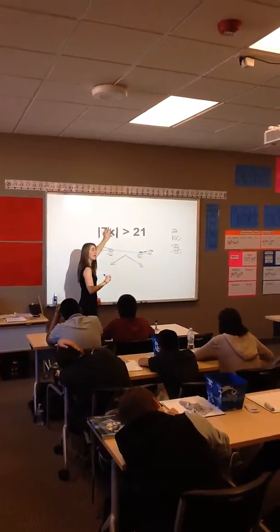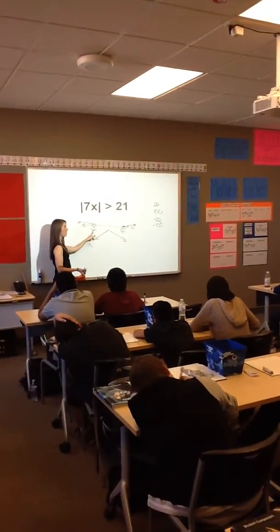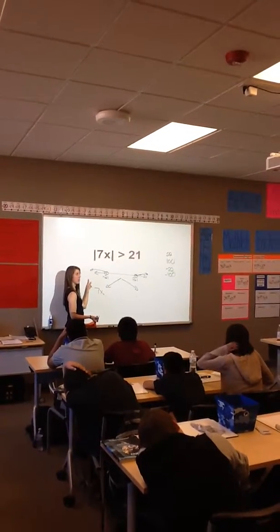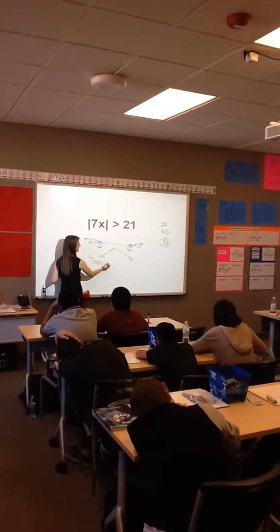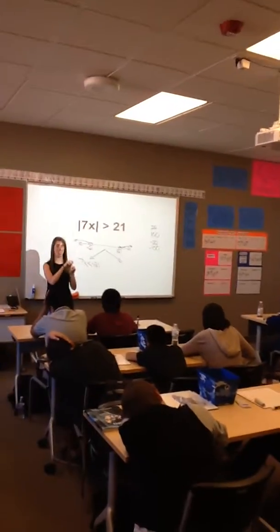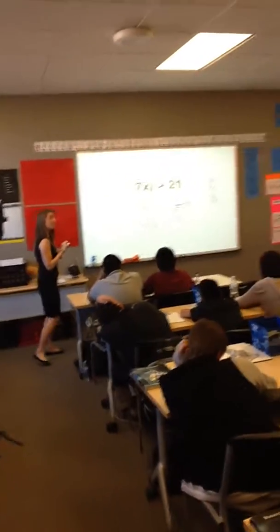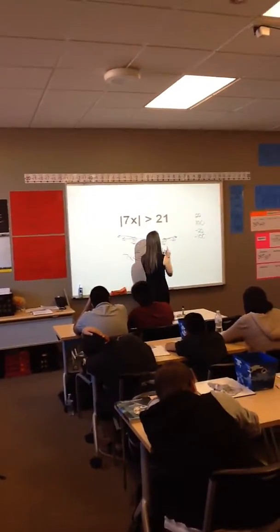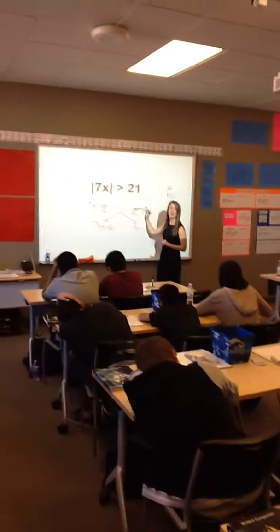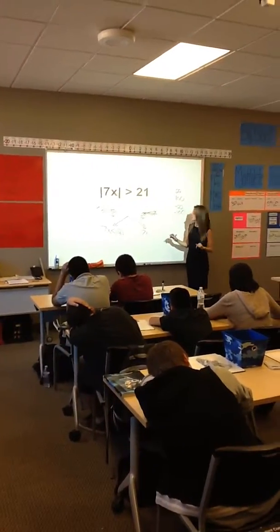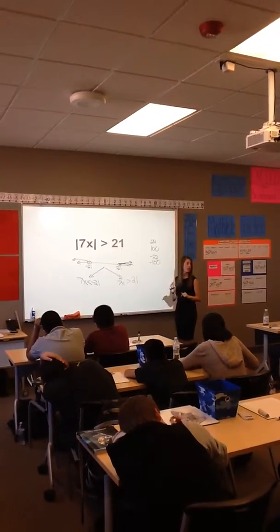So now my absolute value brackets have 7x. But now I want the numbers that are less than, because I'm going this way, less than negative 21. So my first equation, 7x is less than negative 21. That's the first half of your split. Second half of your split, 7x, I want to go to the right, bigger, greater. So 7x is greater than 21. Here's your split.